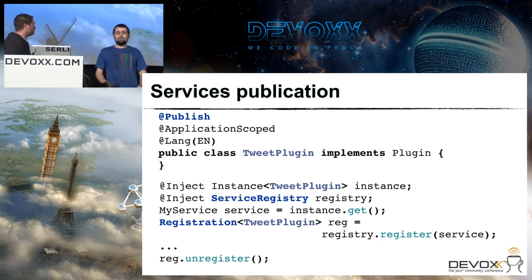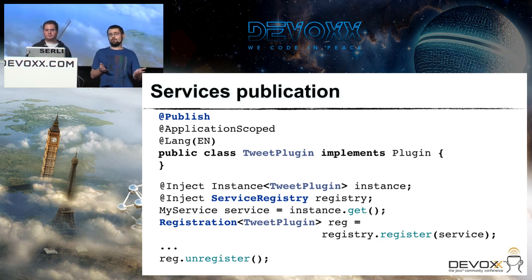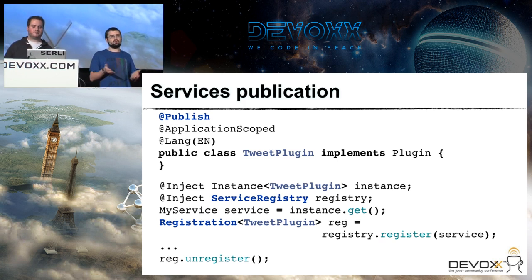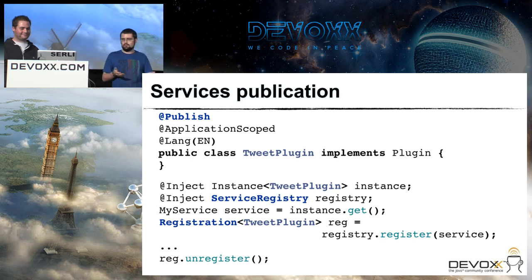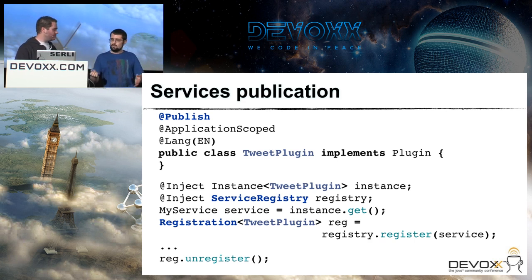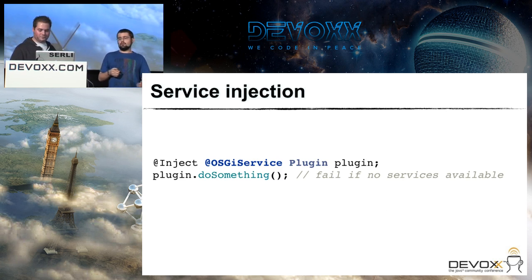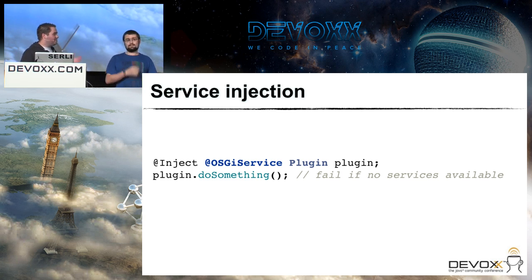So if you don't want your service to be registered at startup, maybe you want to do some treatment before or whatever, you can use the new service registry API from Weld-OSGi that permits you to register a service programmatically after some time or when some conditions are met. You can also use the old API from OSGi, but it's simpler that way. It's not recommended.